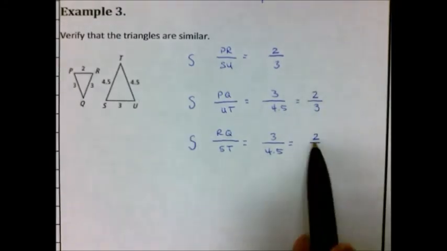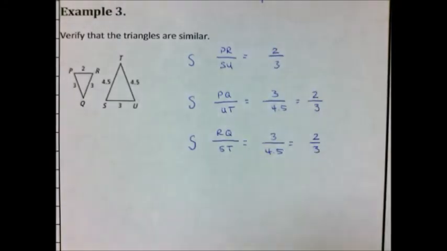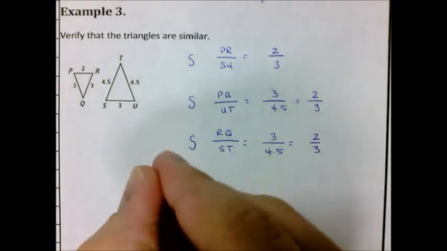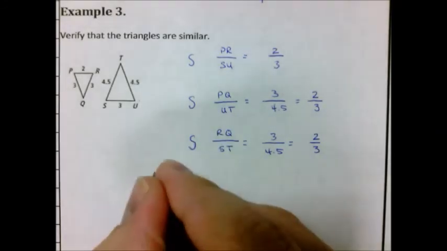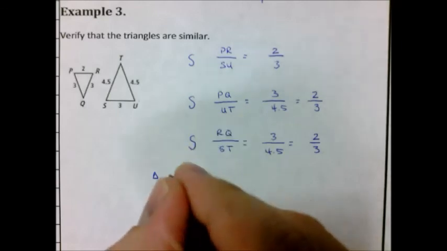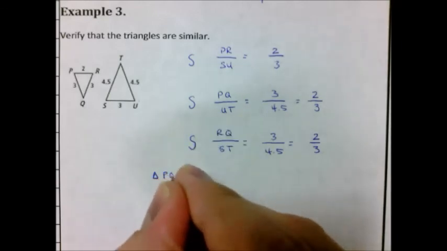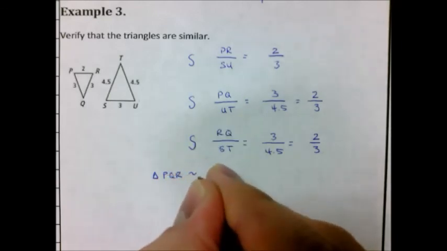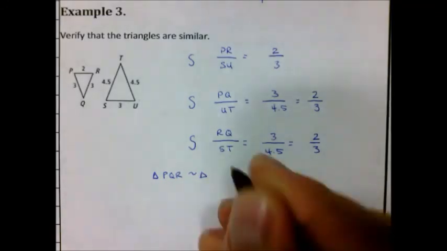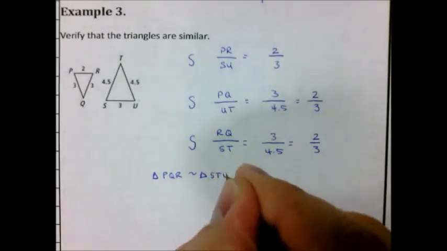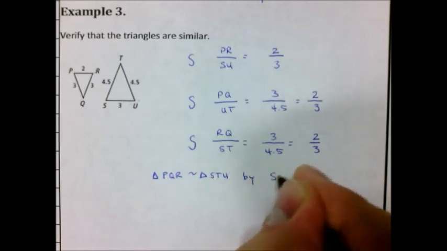And so because all of these ratios are the same, because 2/3 is the same for every single one of these sides, those ratios of the corresponding parts, that means that these two triangles have to be similar because they have proportional sides. So triangle PQR is similar to triangle STU by SSS.